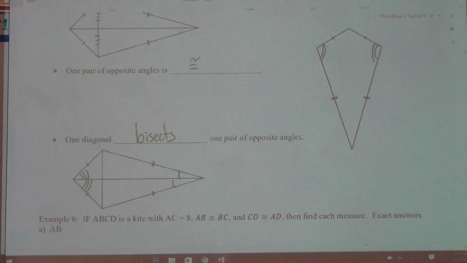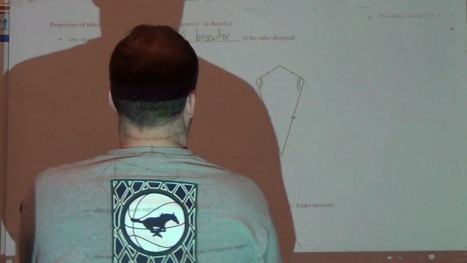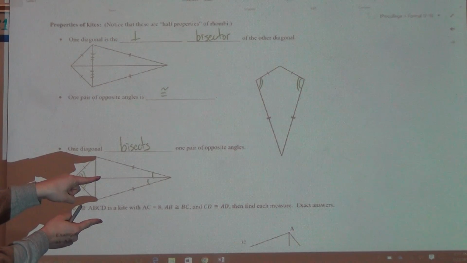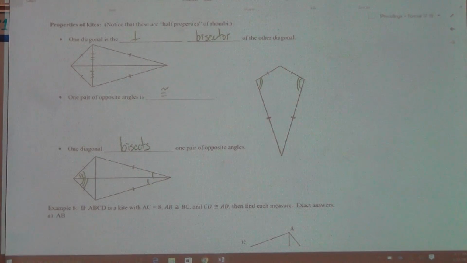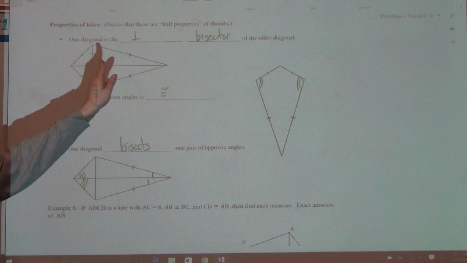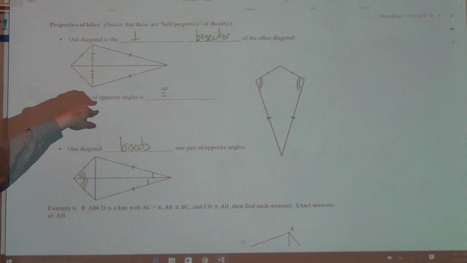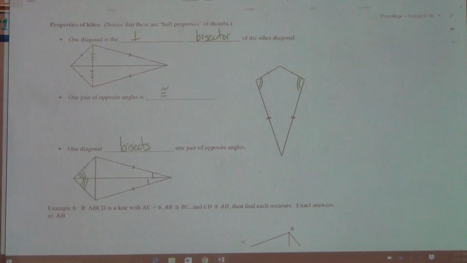So it gets a little bit challenging, but the angles that are opposite of each other, that are congruent, are flipped with the ones that are bisected. And then one of the diagonals is the perpendicular bisector of the other, but we can clearly tell that this diagonal does not bisect this one.